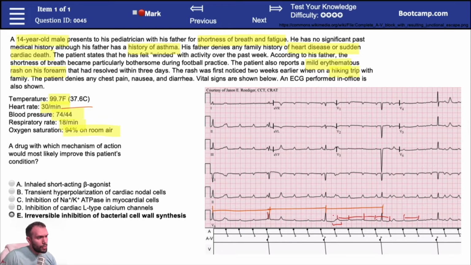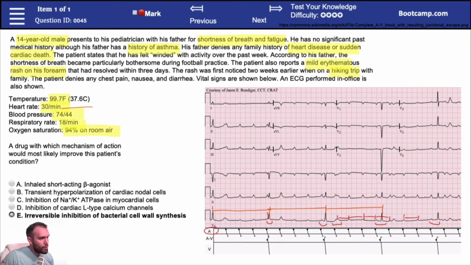regular, but there's really no association. You can see here, there's really no association between the P waves and the QRSs, right? They're completely different in each of these R waves here. So this is what we would call a third degree AV block. Okay, and I think it's really well depicted down here.